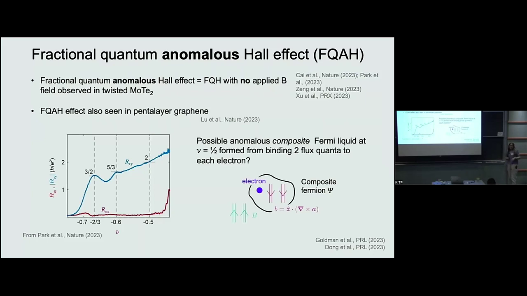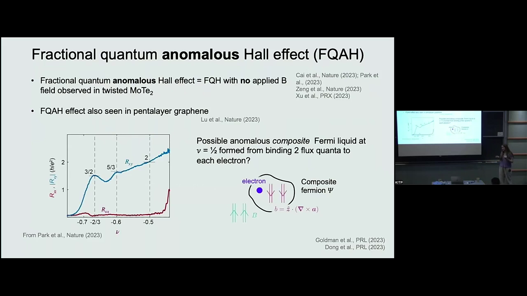Fermi liquid. So a composite Fermi liquid is a fractionalized, compressible state of matter in which you have a Fermi surface formed out of composite objects. The low energy degrees of freedom are composite fermions, which are essentially an electron bound to 2 flux. And so this is a strongly correlated phase of matter. And I want to talk about different ways this can be probed.